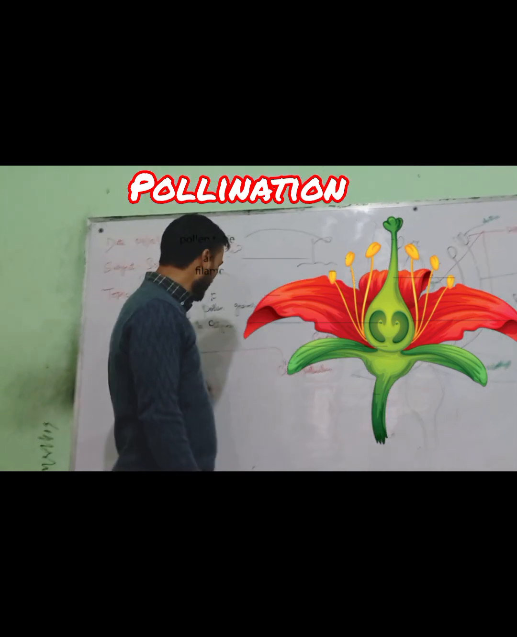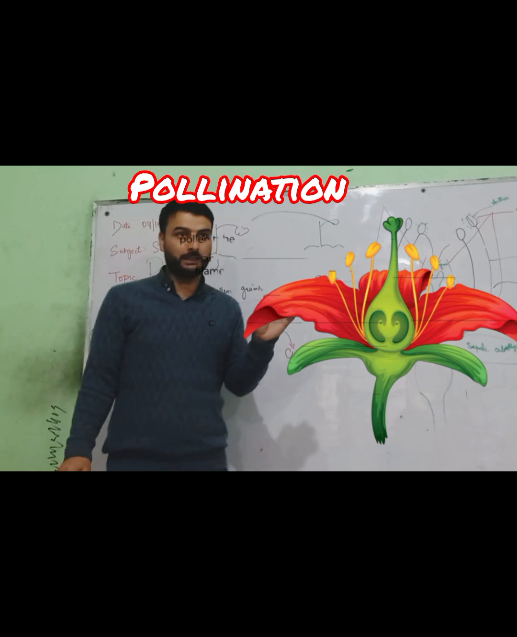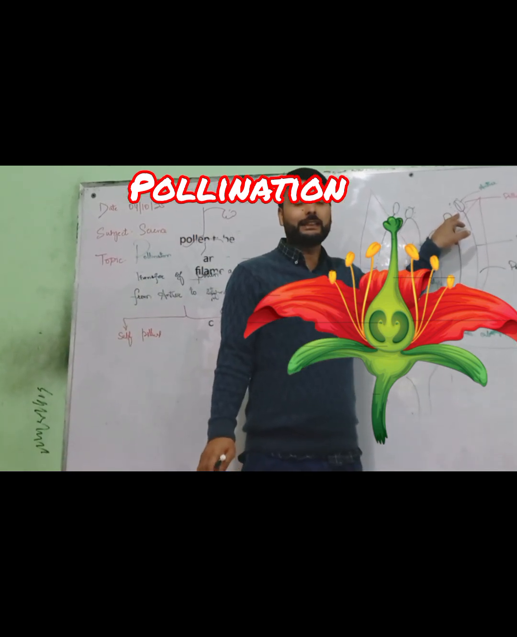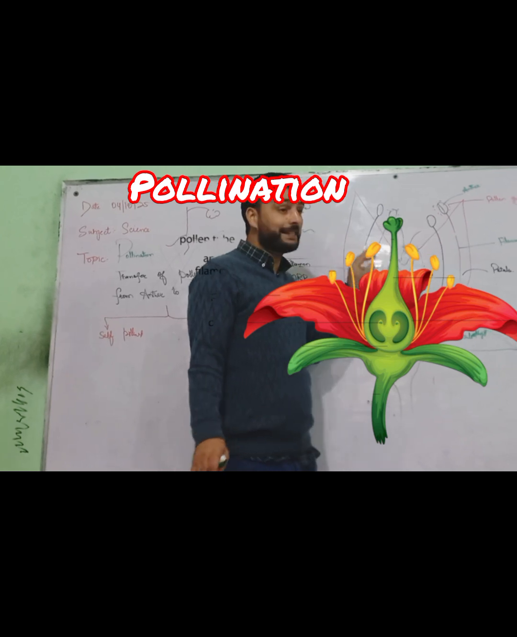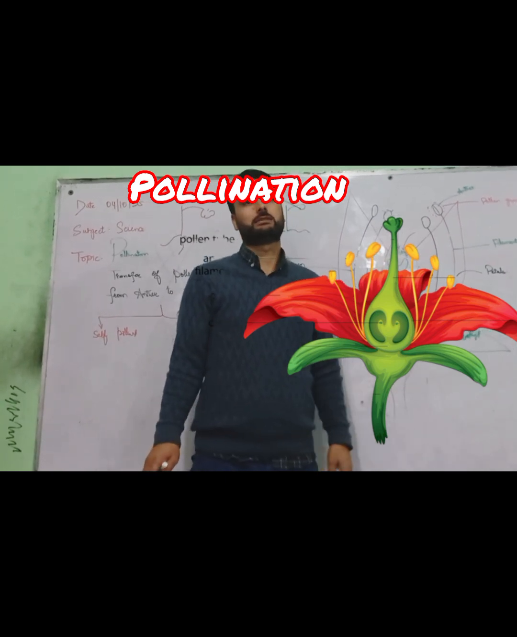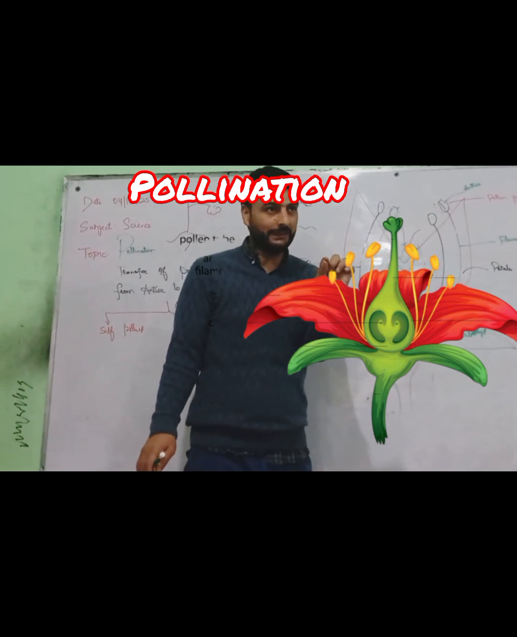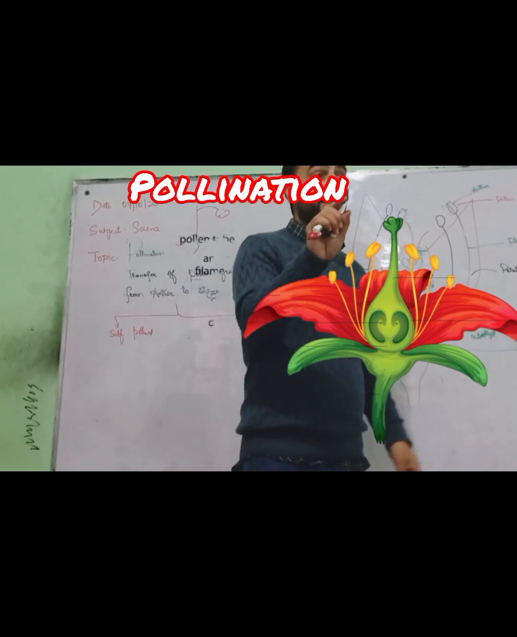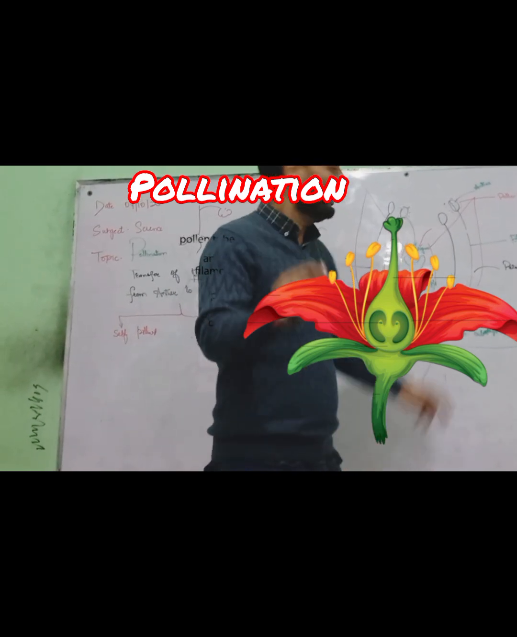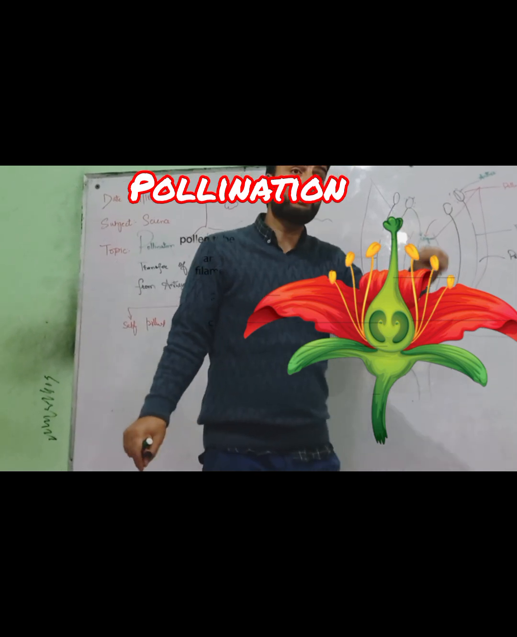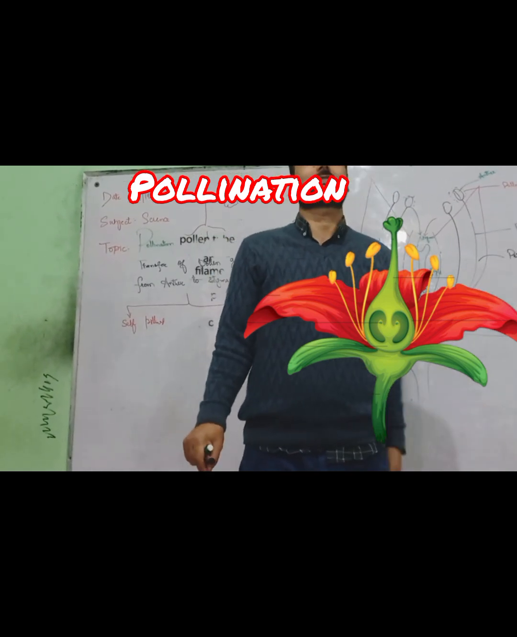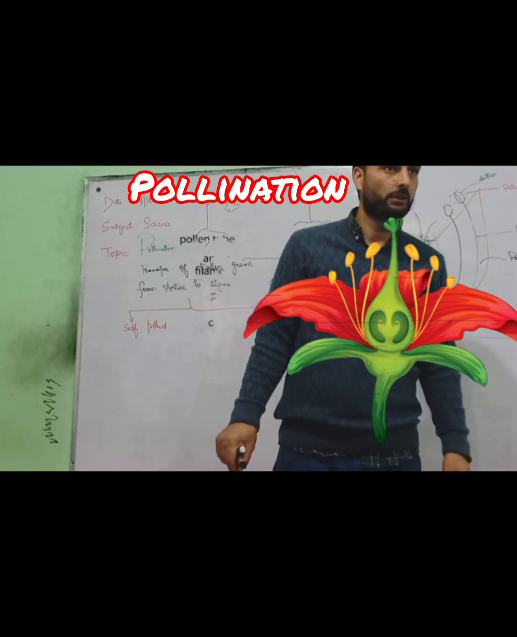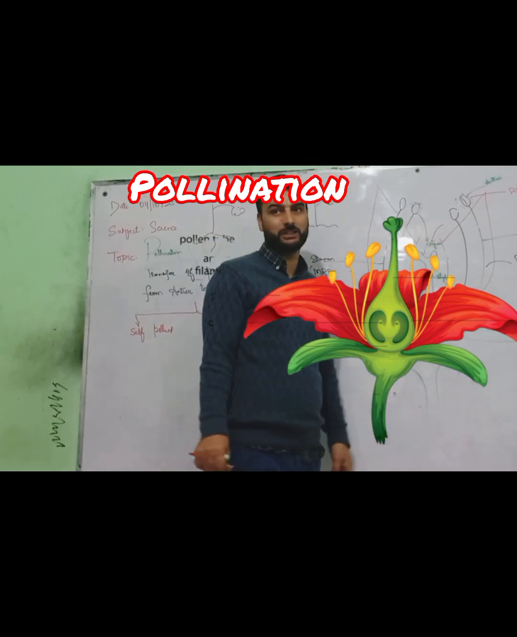One is self-pollination. Self-pollination means if pollen grain is present on anther, it gets transferred to the stigma of the same flower. Transfer of pollen grains from anther to the stigma of the same flower, or from anther to the stigma of another flower of the same plant, is known as self-pollination.